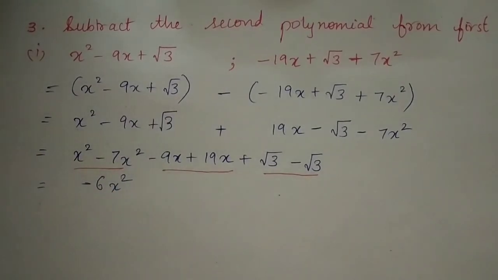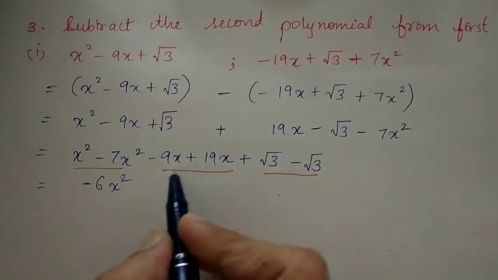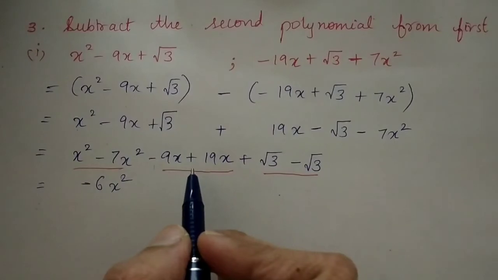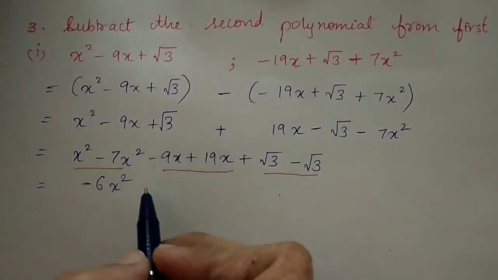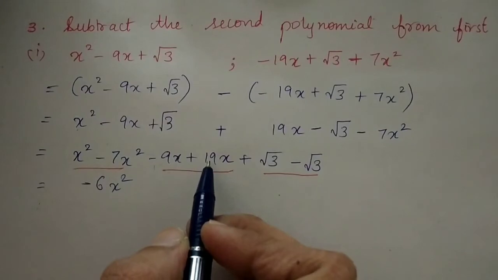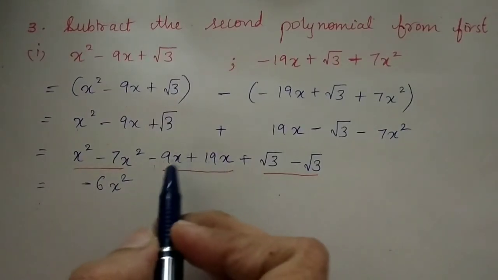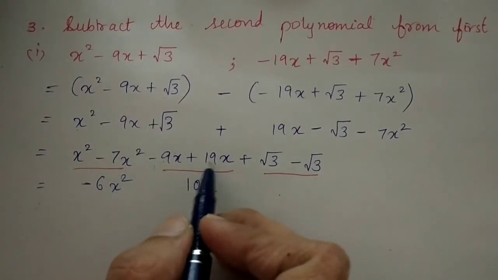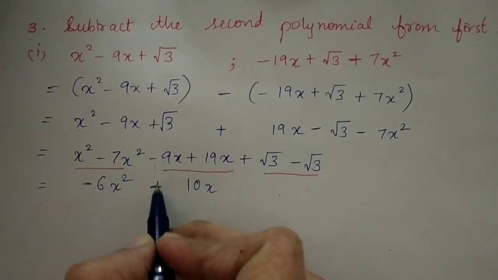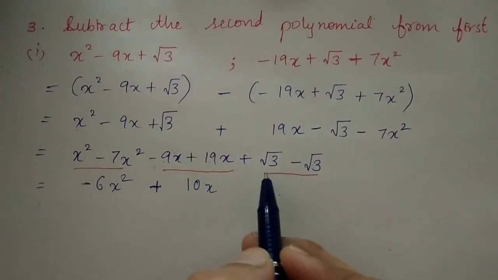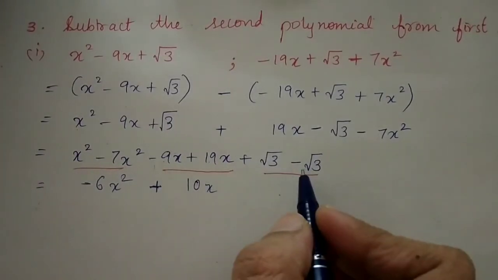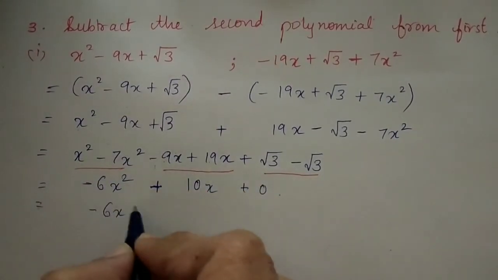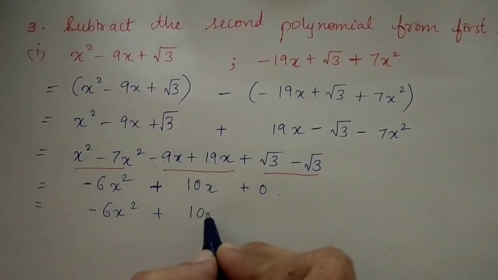This is equal to. Okay, now here, you cannot write minus here; you have to first solve this, and whatever sign is on the greater number, that you will write. Do not write this minus sign here. Okay, so 19 minus 9. 19 minus 9 is 10x, and what is the sign of the bigger number? 19 is the bigger number and it has a plus sign, so here comes a plus sign. Similarly, plus root 3 minus root 3 will give you 0. So your final answer will be minus 6x square plus 10x.